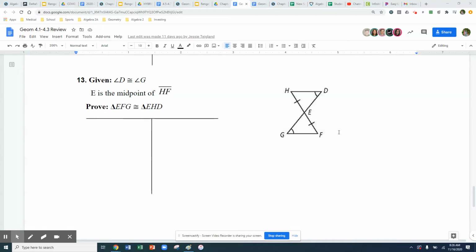And come up with a conclusion. So I need to connect this.